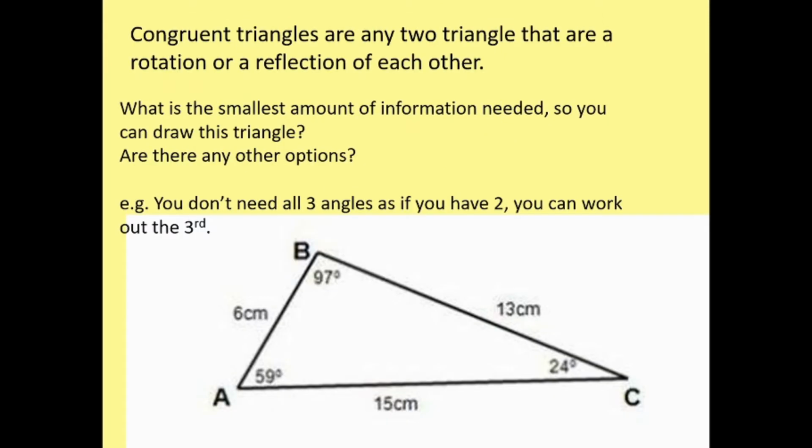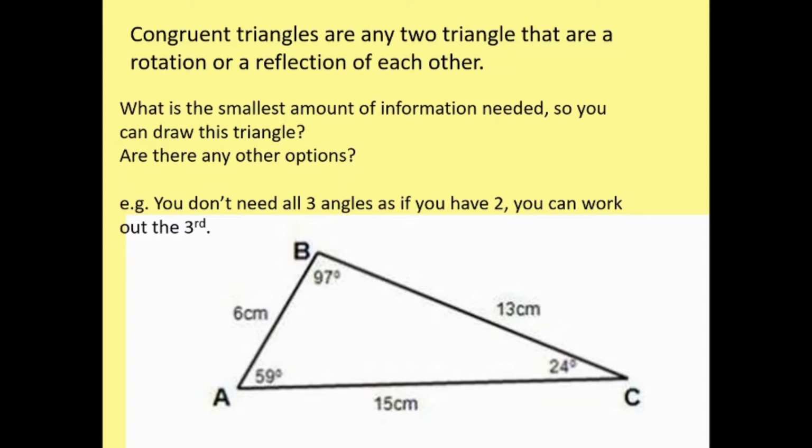Now, what I want you to think about: look at this triangle on the bottom. Measurements are 6, 13, 15, and the angles are 59, 97, 24. Now, I want you to call up a friend, and think about what is the smallest amount of information you can give your friend that would actually make them draw this triangle. Now, you could give them all the sides and all the angles. That would definitely work. But maybe we don't have to give all that.